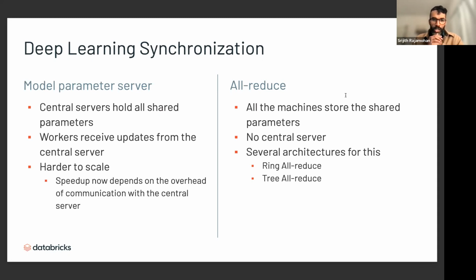The all-reduce approach was designed to minimize this issue. In this case, all the machines store the shared parameters, and there's no central server. Some examples of architectures are the ring all-reduce and the tree all-reduce. Horovod, if you've used it, uses an all-reduce algorithm to perform distributed training.